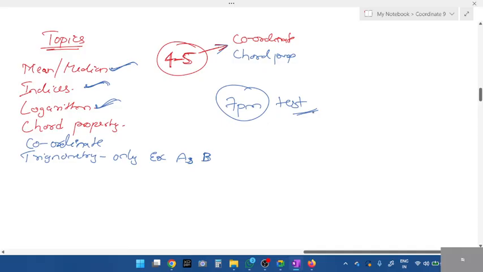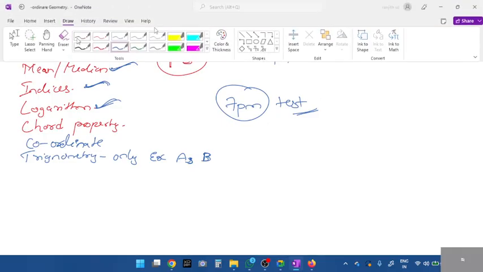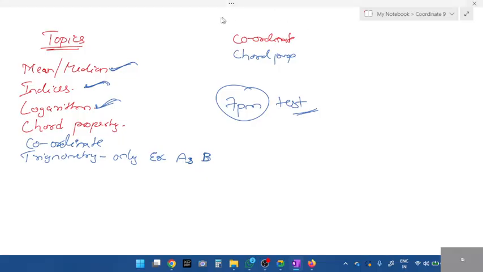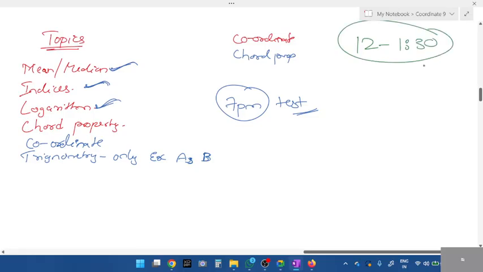10:30 to 12. 12 to 1 I have a class. 12 to 1, 1 to 2. If not, I'll do one thing. Is afternoon fine? 12 o'clock, can you all attend? See, I'll do one thing, students. If you attend at 12, just one class, 12 to 1:30 or 2. Evening, I can't take it for 2 hours. Evening, no time. If you attend at 12, I'll take it for an hour and a half.